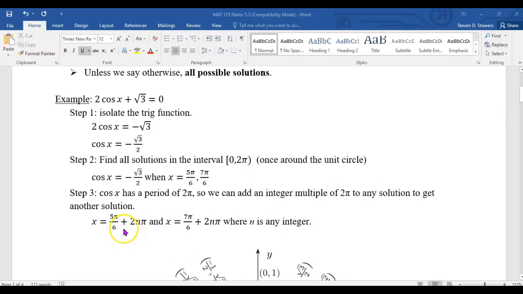So all solutions would be 5 pi over 6 plus any integer multiple of 2 pi, or 7 pi over 6 plus any integer multiple of 2 pi. So here's how we can write that. X equals 5 pi over 6 plus 2 n pi, and 7 pi over 6 plus 2 n pi, where n is any integer.